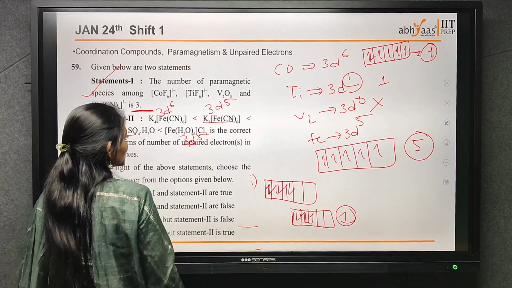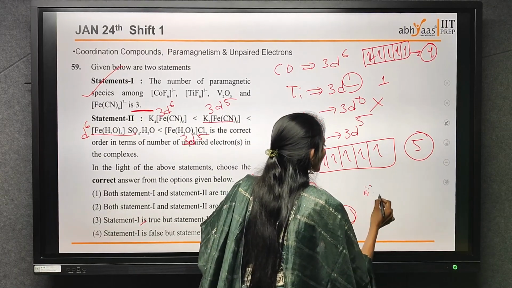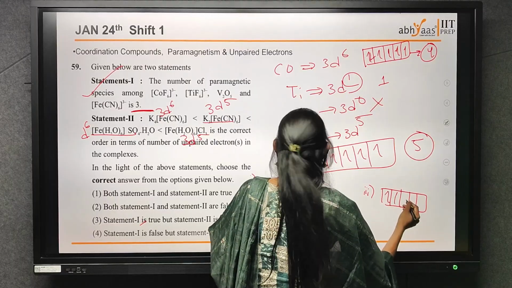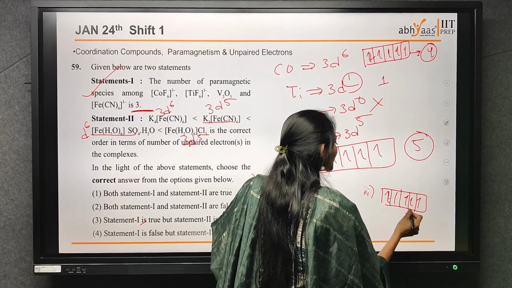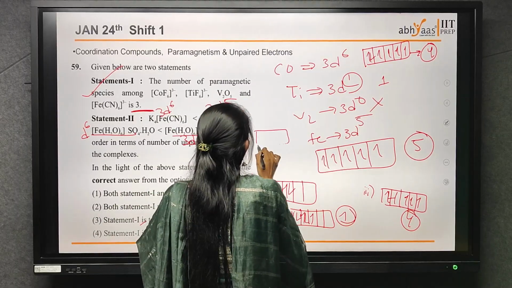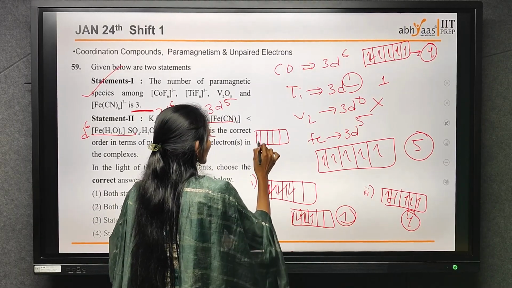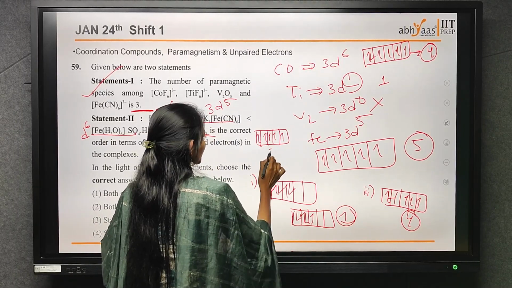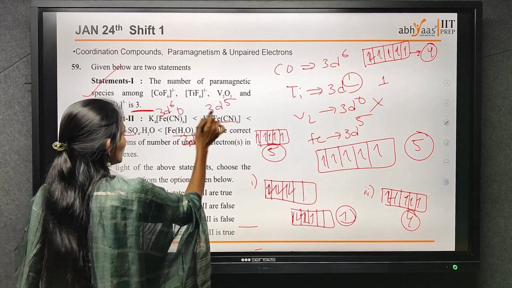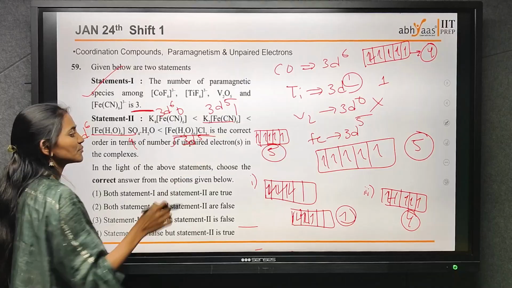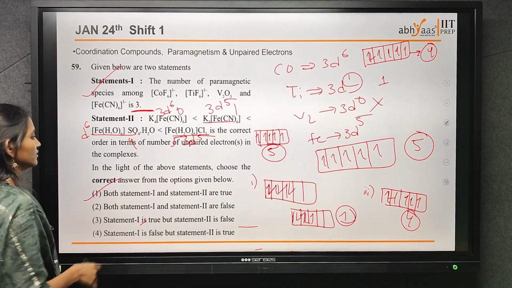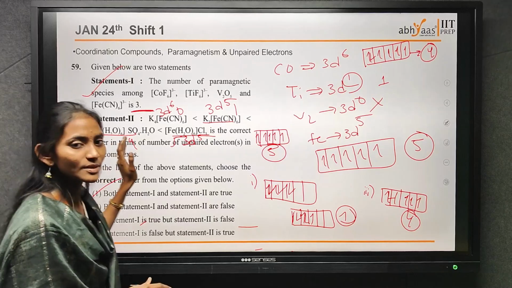And coming to this case, we are having 1, 2, 3, 4, 5. That means 4 unpaired electrons we are having. And coming to this case, ferrous 1, 2, 3, 4, 5, means 5 we are having. Accordingly, we are having 0, 1, 4, 5. That means both 1 and 2 statements are true. Some lengthy question, concept based question.